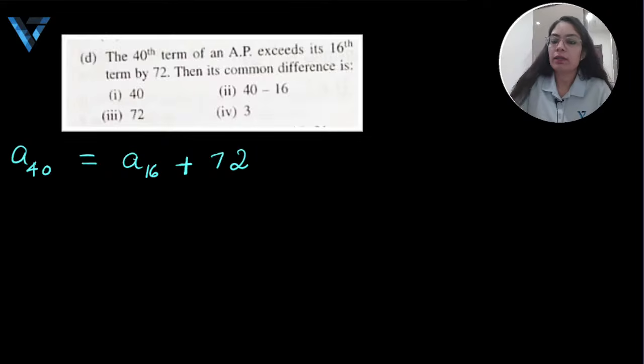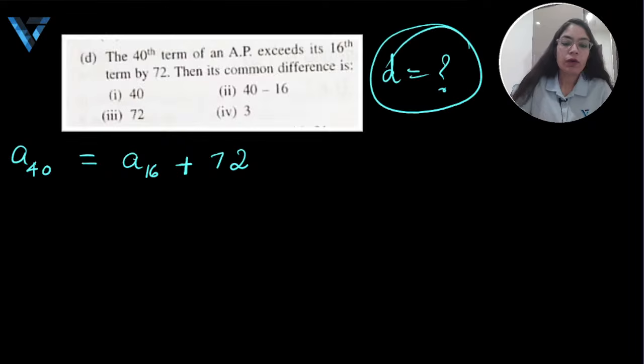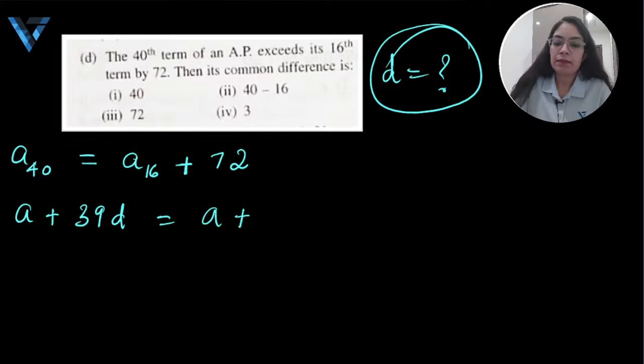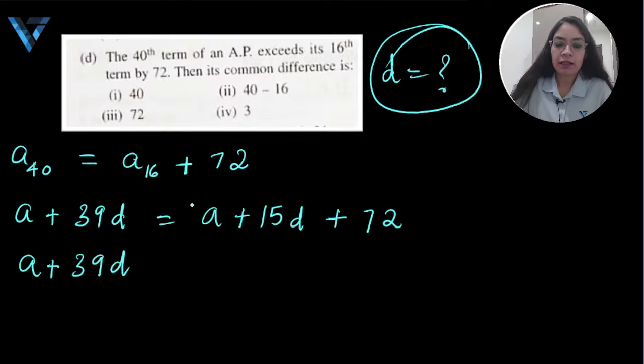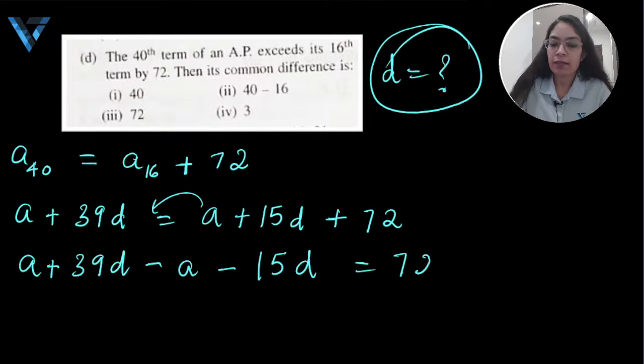Now we have to find the difference, so we can just write their formulas. The 40th term is A plus 39D. A16 is A plus 15D. This is plus 72. So A and D terms we can shift to this side. A plus 39D, and plus A when we shift to this side will be minus A. Plus 15D when we shift it, it will be minus 15D. This is equal to 72.